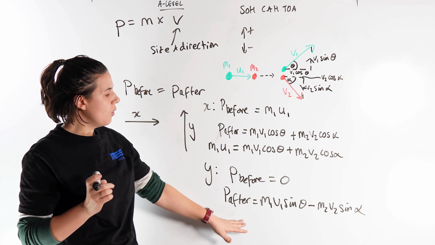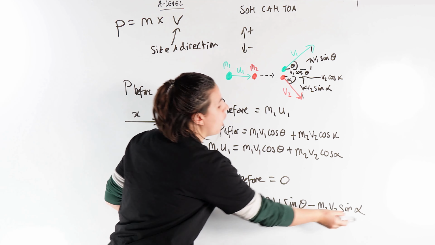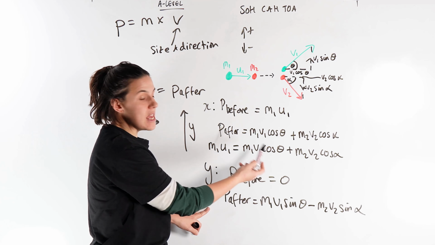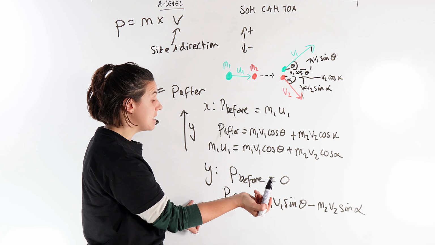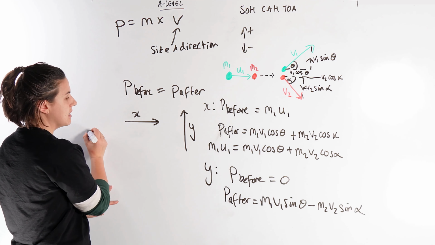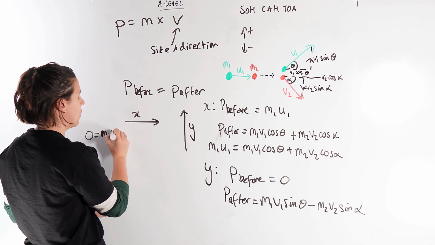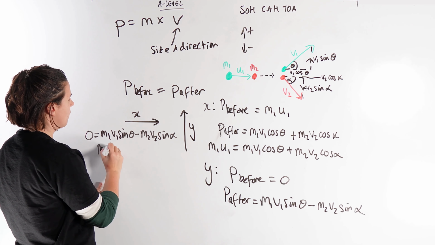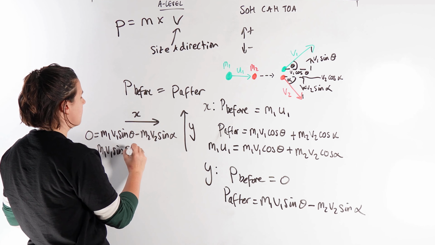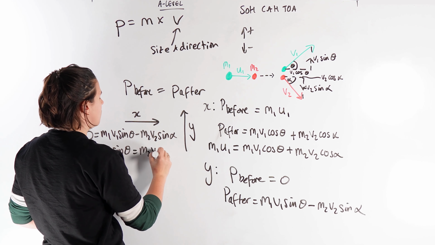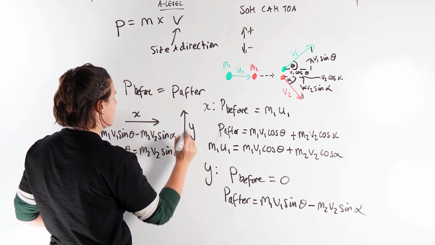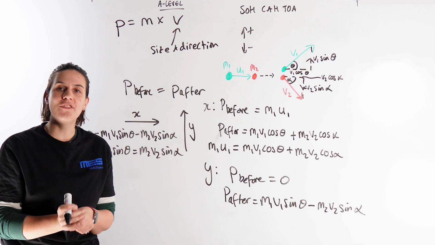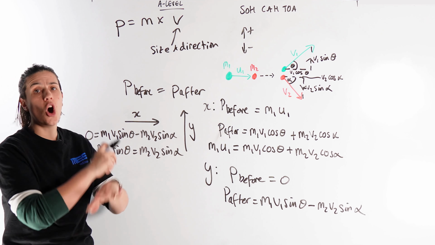What I can do now is that I know that this whole expression has to equal the momentum before, so it's going to be 0. So I can rewrite this as 0 equals m1 v1 sine theta minus m2 v2 sine alpha, and rearrange, so I get m1 v1 sine theta equals m2 v2 sine alpha. Now, at the moment, this is just a whole bunch of algebra.